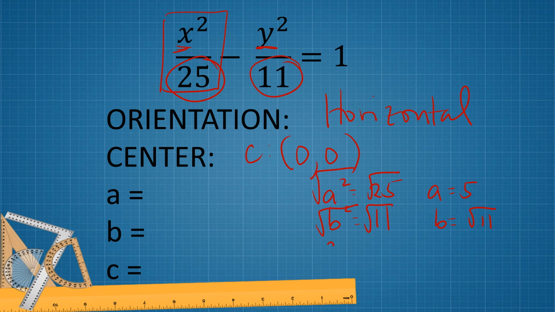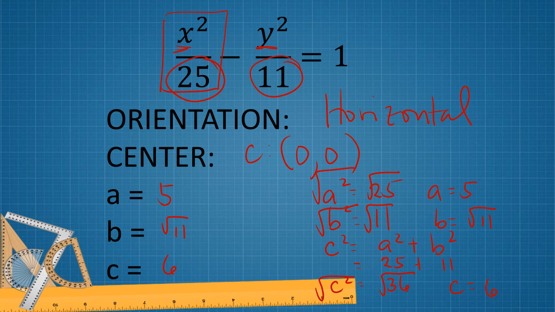Now to find the value of c, we have c squared equals a squared plus b squared. Substituting all the values, instead of writing a squared, we're going to write 25. And instead of writing b squared, we're going to write 11. So it implies that c squared is equal to 36. To get the value of c, we need to get the square root of both sides, so c is equal to 6. Let's rewrite. So a is equal to 5, b equals square root of 11, and c equals 6.